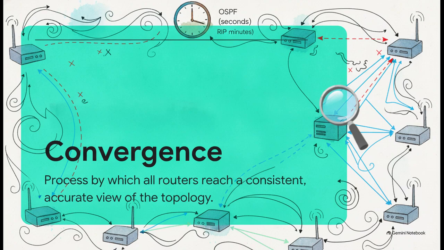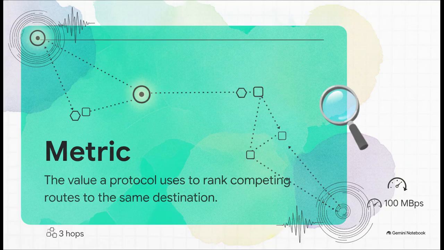Our next core concept is convergence. When a link fails or a new route is suddenly added, convergence is the process where all the routers talk to each other to reach a consistent, accurate view of the new network layout. While this is happening, traffic might be dropped. This is exactly why speed matters so much. A protocol like OSPF can converge in literally sub-seconds, whereas RIP can leave you totally offline for minutes while it slowly figures things out.